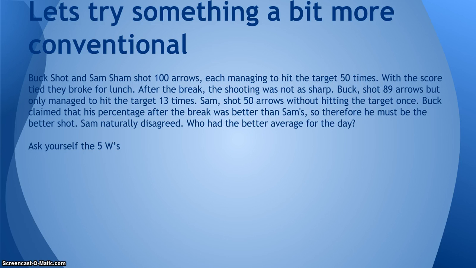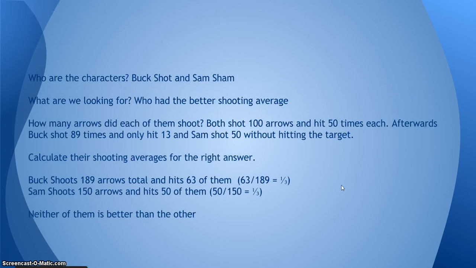So looking at this, let's ask ourselves what the important details are. A good way to do this with other types of problems, for example English, would be to ask yourself the 5 W's: who's involved, what is happening, why are they doing it, how are they doing it, and where are they doing it? So who are the characters for this problem? We have Buckshot and Sam Sham. What are we looking for? Who had the better shooting average is what the problem is asking for.